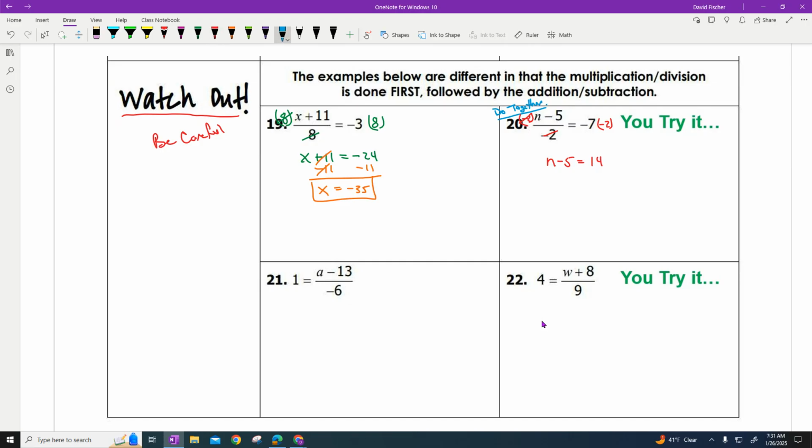Now we're back to PEMDAS backwards. I'm going to get rid of that 5 by adding 5 to both sides. And I know 14 plus 5 is 19. Okay?